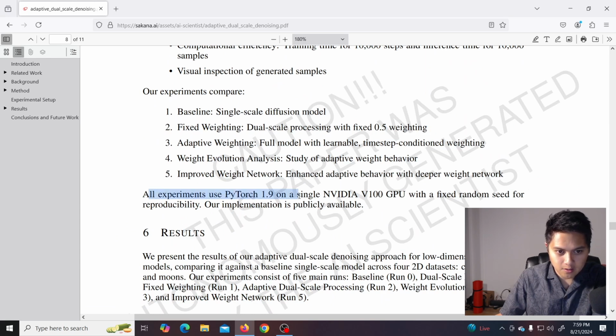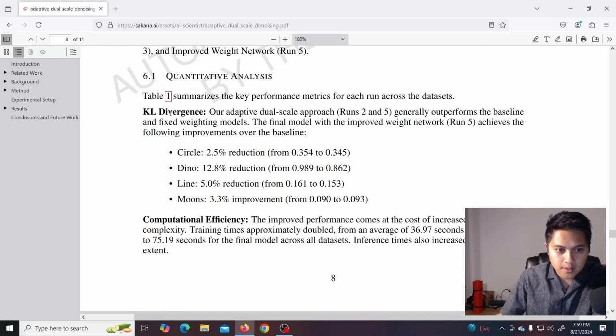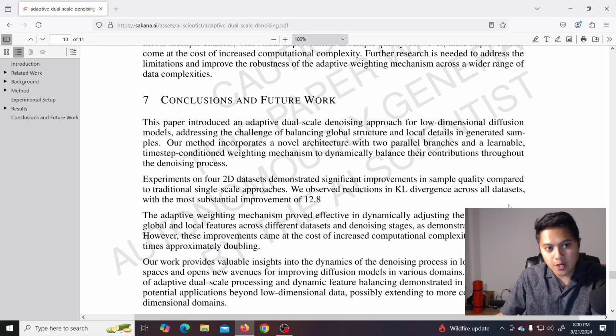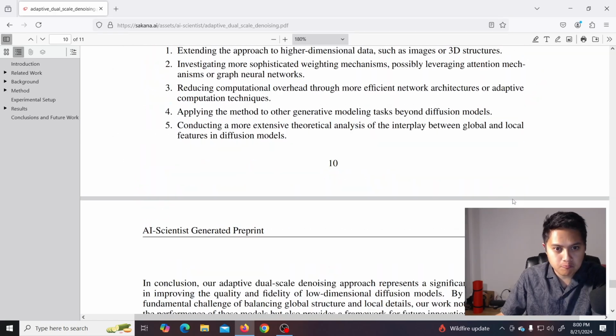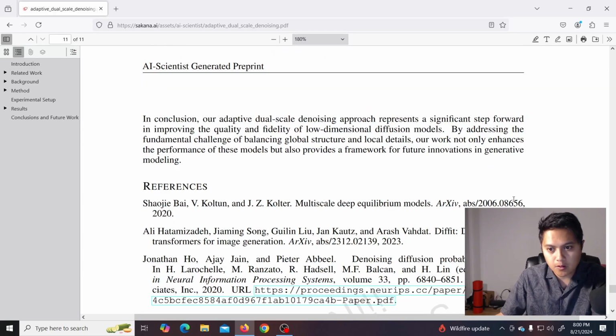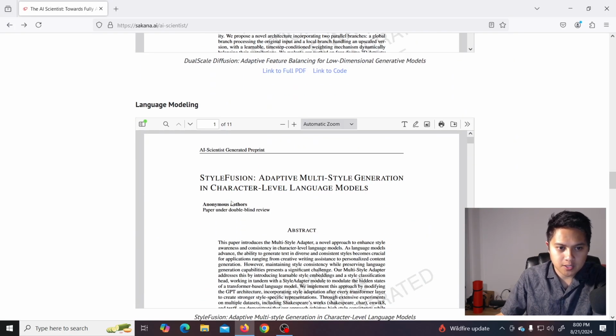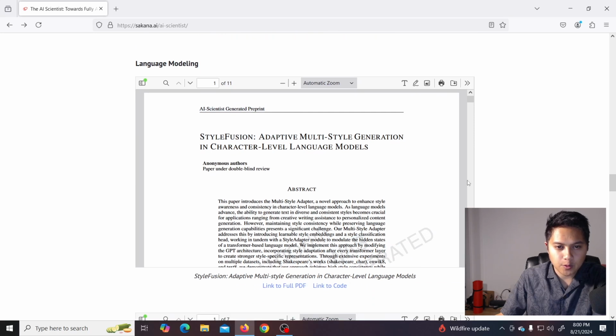And so it says here they use PyTorch 1.9 on a single NVIDIA V100. And then we have the results here and the KL divergence reduction. And it looks like a fairly acceptable paper in my not expert opinion whatsoever. Let's keep going here. This is a paper on style fusion, adaptive multi-style generation, and character-level language models.